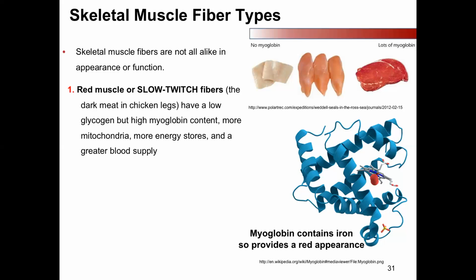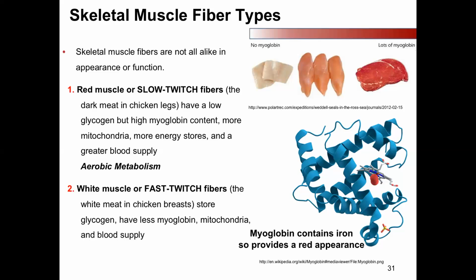And myoglobin, if you think back, what is in the globin there to hold on to the oxygen? Well, it's iron. And what happens to iron when it's oxygenated? It looks rusty. It's red, right? So that's what's happening here. So myoglobin holds iron, okay, and it helps add to that reddish color, all right? Now, the metabolism here is aerobic.